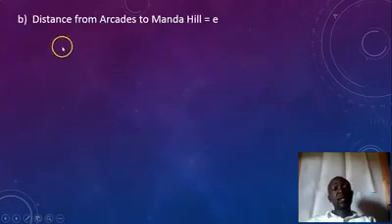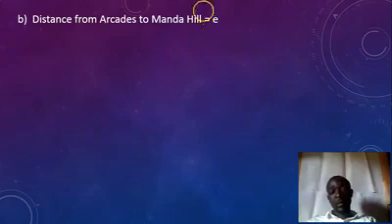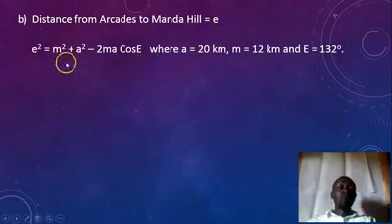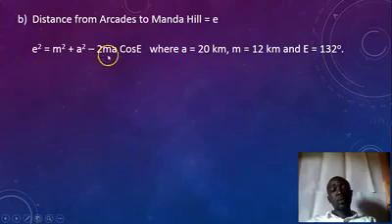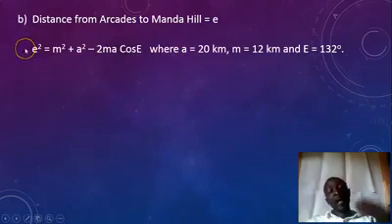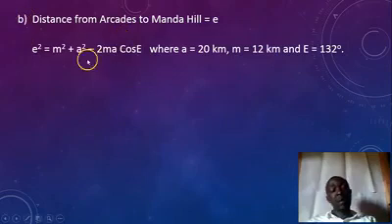The next question says we have to find the distance from Arcades to Mandayo, which is labeled by the letter E. When you look at the first diagram under the solutions, it's labeled by the letter E. And so writing the cosine rule, we are going to have E squared is equal to M squared plus A squared minus 2MA cos E. So when writing the formula, make sure you compare with the diagram so that you see how we are putting down the letters to come up with the formula.